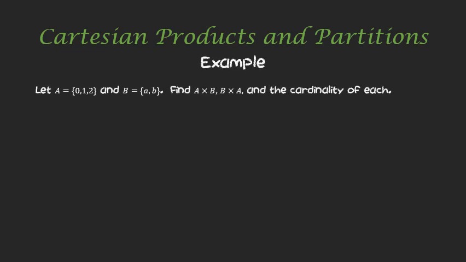All right, let's go through an example of a Cartesian product so that we can verify that we're understanding it. In this first one, we have A equal to the set {0, 1, 2}, and B equal to the set containing a and b. We want to find A cross B, B cross A, and the cardinality of each one of those.